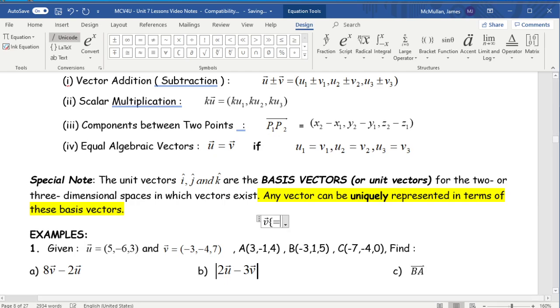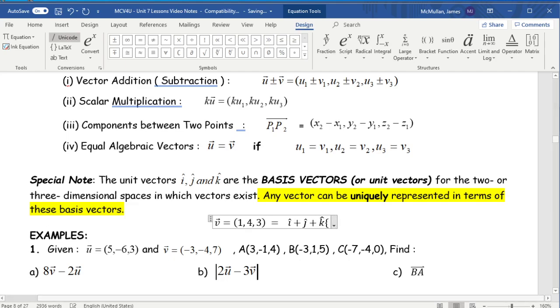It would be just something like this. Vector v is equal to 1, 4, 3. And therefore, you could also say it's equal to i hat plus j hat plus k hat. Now, this vector would be the exact same thing as i plus 4j plus 3k.